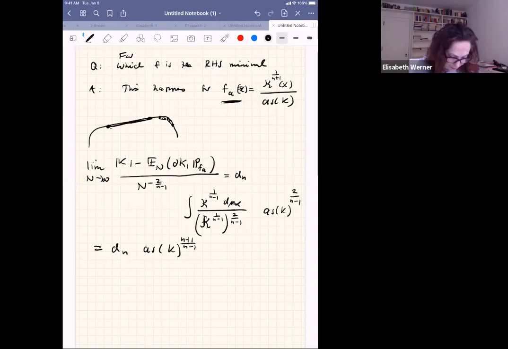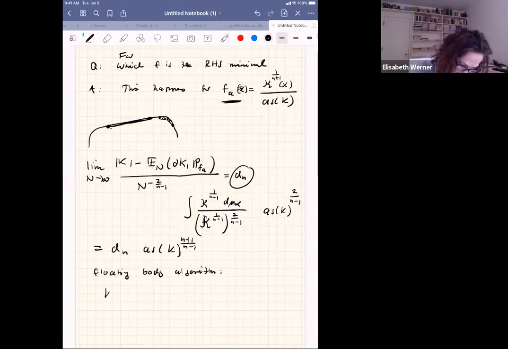Now let's first compare. Maybe I'll say this first. What I want to do now is remember the result that we had when we looked at our approximating polytope that was given to us by the floating body algorithm. The floating body algorithm provided us with a Pn such that the volume difference had the same dependence.